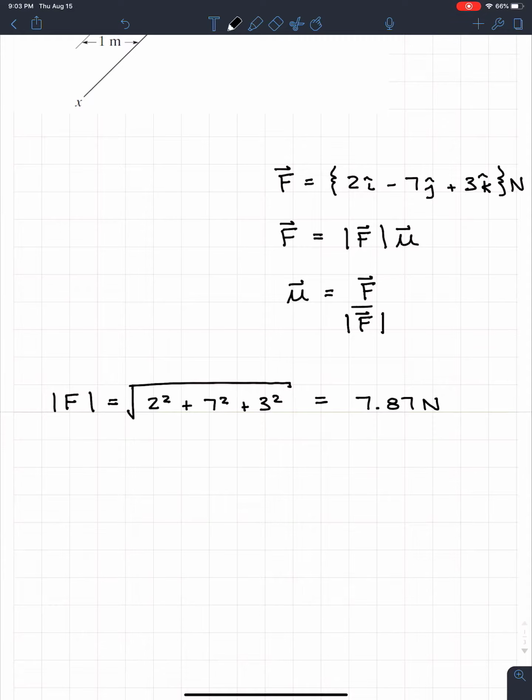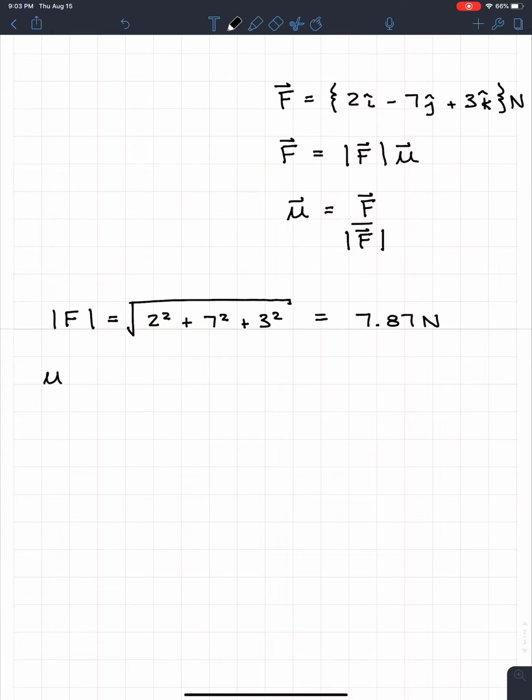So to get the unit vector, we divide the force vector by its magnitude. So we'll have 2i minus 7j, so this is the force vector, plus 3k, and we put it in brackets. Remember, the force vector has units, so this has newtons. And we divide that by the magnitude, so that's divided by 7.87 newtons. So this is the formula for a unit vector. One thing that we can see right away here, which is nice, as I said, is that the unit vector does not have units.